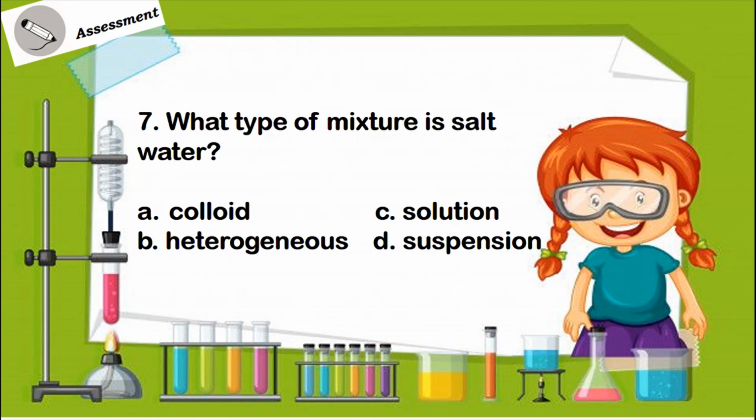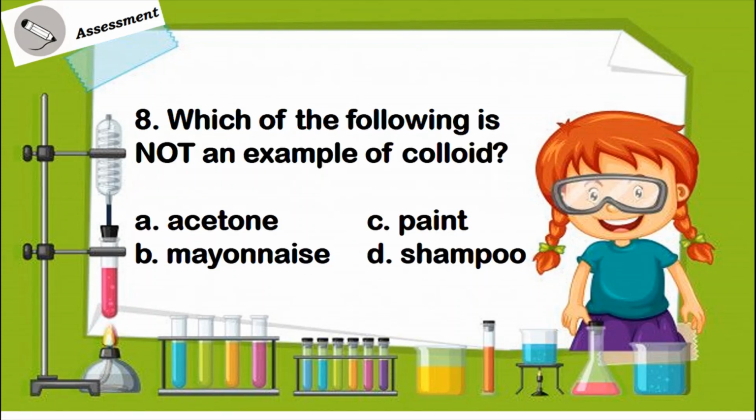Let's go to number 7. What type of mixture is salt water? A. Colloid. B. Heterogeneous. C. Solution. D. Suspension. This your answer. Solution. Solution is siya.